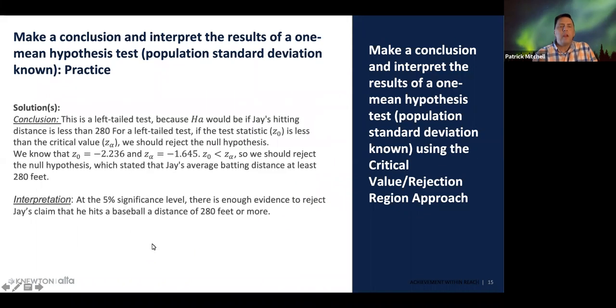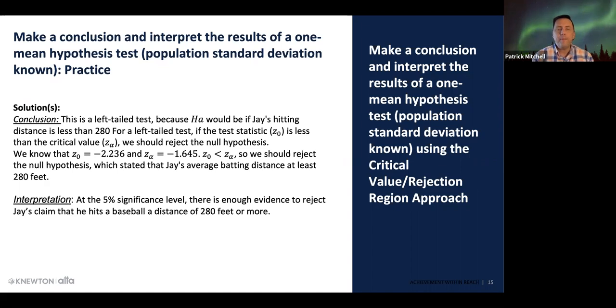Okay. This is a left tail test. Oh, there's another one I missed, because H sub A would be J's hitting distance is less than 280. For a left tail test, if the test statistic is less than the critical value, we should reject the null hypothesis. Since Z sub 0 is negative 2.236 and Z sub alpha is negative 1.645, that does land in the rejection region, so we should reject the null hypothesis.